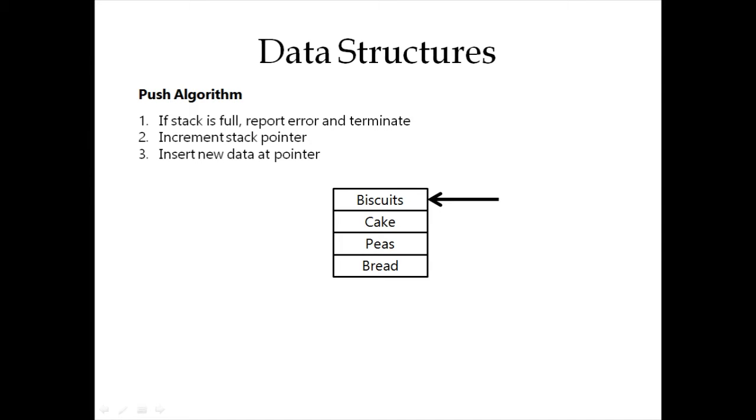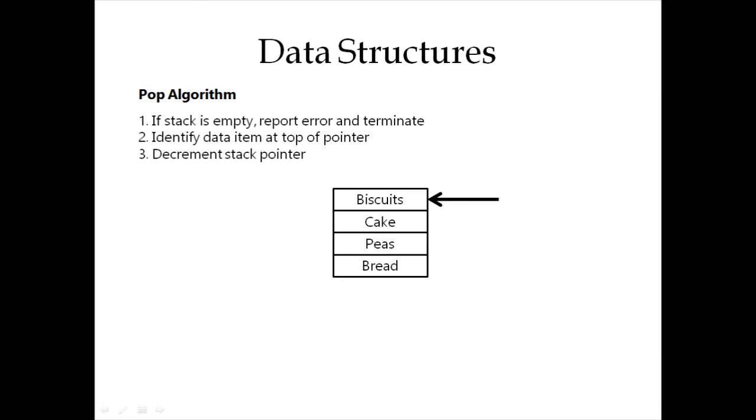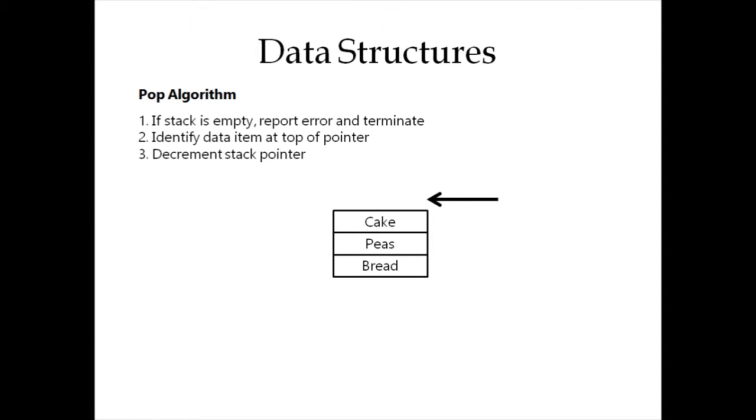Stacks are dynamic, but the maximum size is limited due to the size of the program, and cautions are needed to prevent overflow. If the stack has exceeded its size, report an error. Else you increment the pointer and insert new data at the pointer. Steps 2 and 3 can be done in any order. Pop identifies the data item at the top and then removes it. This obviously can't happen if the stack is empty. The data item at the top is identified first, and then the stack pointer is decremented.